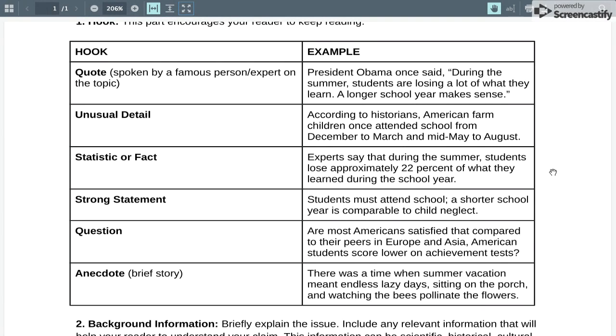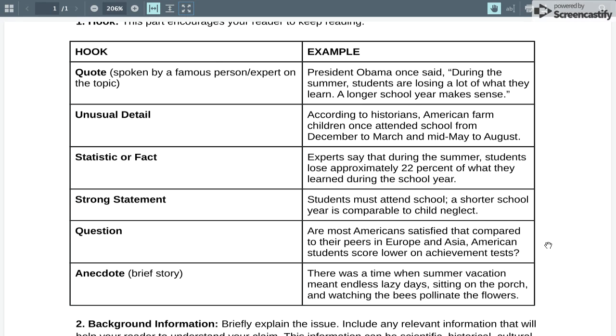The second, statistic or fact. This is an example of logos or logic. So experts say that during the summer, students lose approximately 22% of what they learn during the school year. It makes the reader think, that's significant. Maybe this is really a problem that I should be concerned with.